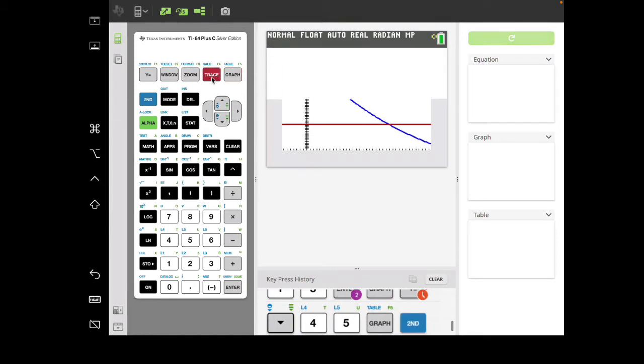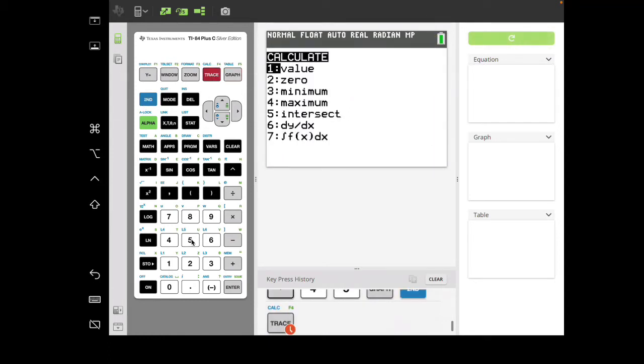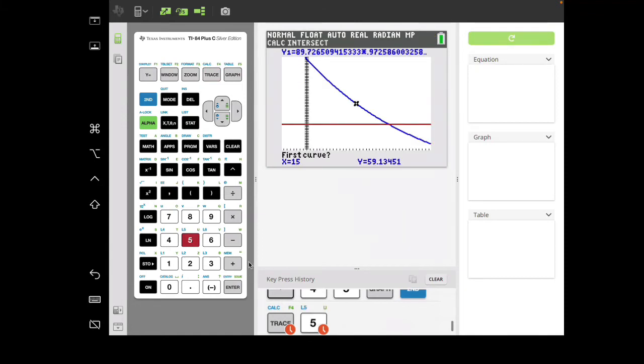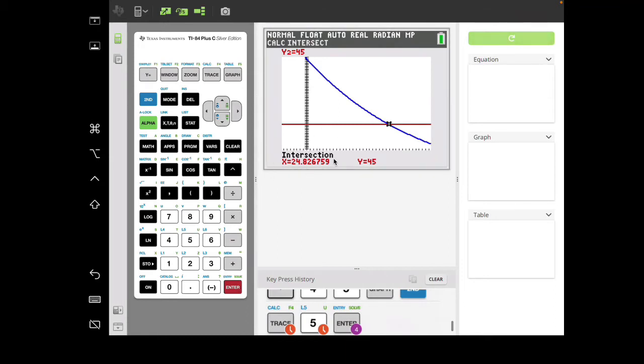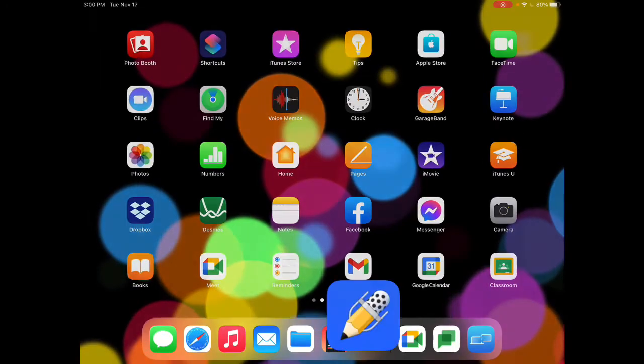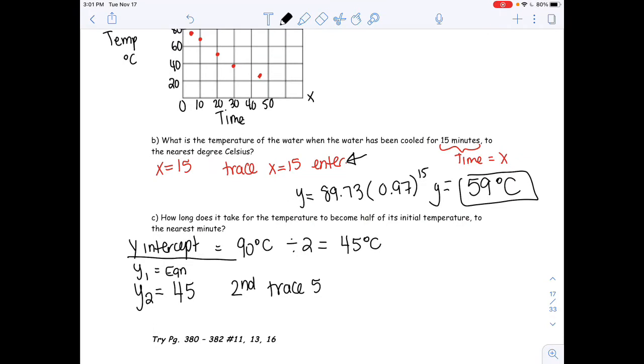So go second, trace, number 5. Go as close to the intersection as you can. Press enter 3 times. Okay, so your answer, they want to the nearest minute. So I'm going to round 24.8, which is the x coordinate that you guys see right here. So round this to the nearest minute. So instead of 24.8, I'm going to round it to 25, in this case, minutes. Okay, so once I press second trace number 5, the x coordinate was 25 minutes when I rounded.